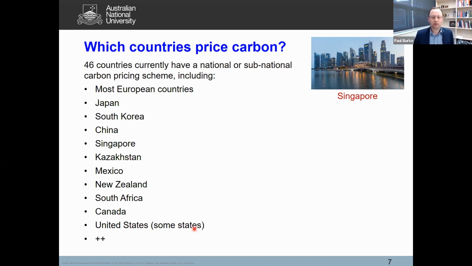In our analysis, we distinguish between national schemes and subnational, and in our main analysis, we just use variables that represent the average carbon price applicable in each country for emissions from the energy sector.